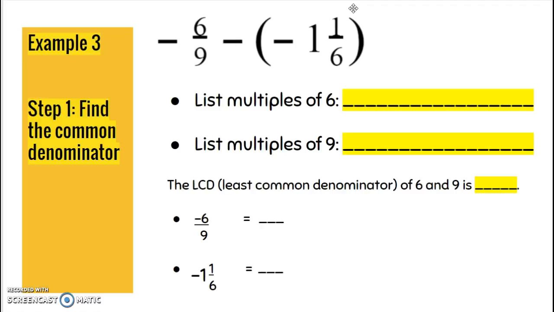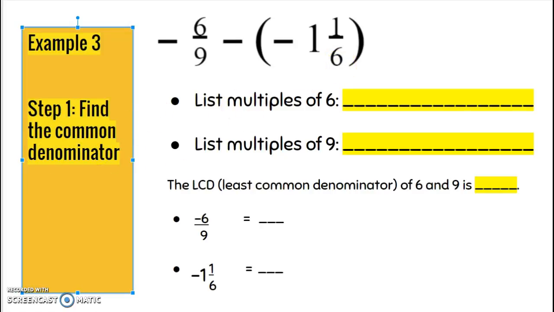But if you convert it to an improper fraction, you'll get the same answer as what I'm going to do right now. But first, I'm going to start by finding the common denominator. Because I see here negative 6/9 minus a negative 1/6, I have two denominators, 9 and 6. So before I can model this on the number line, I need a common denominator.